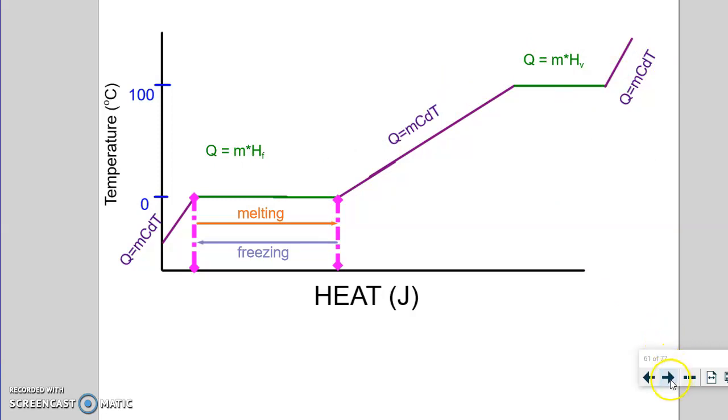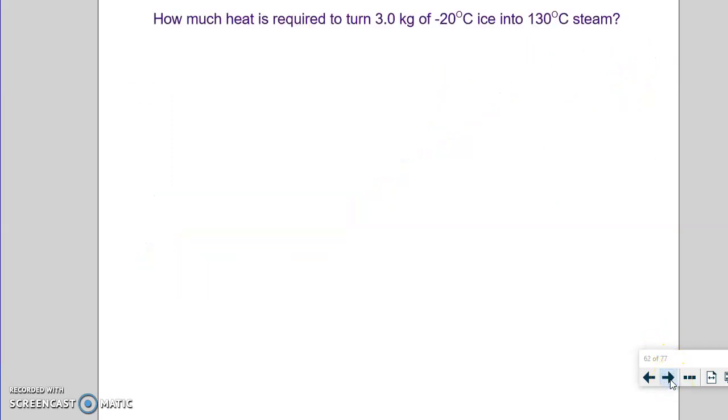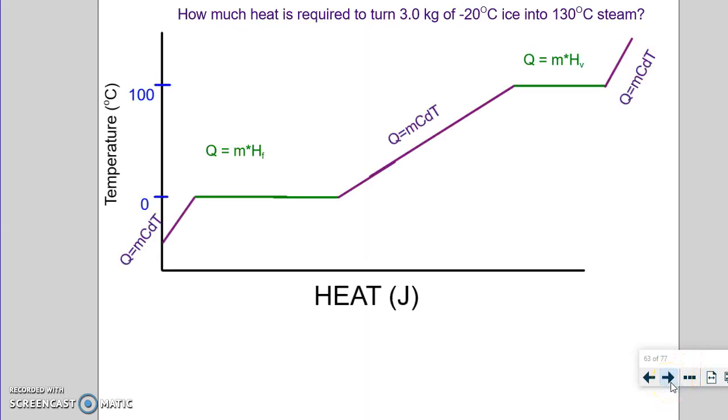the water. And so now we can return to the, I guess I didn't ask this question at the beginning, but this is kind of a question that our graph is answering. How much heat is required if we were going to turn 3 kilograms of negative 20 degree ice into 130 degree steam? So plot that on our graph here.